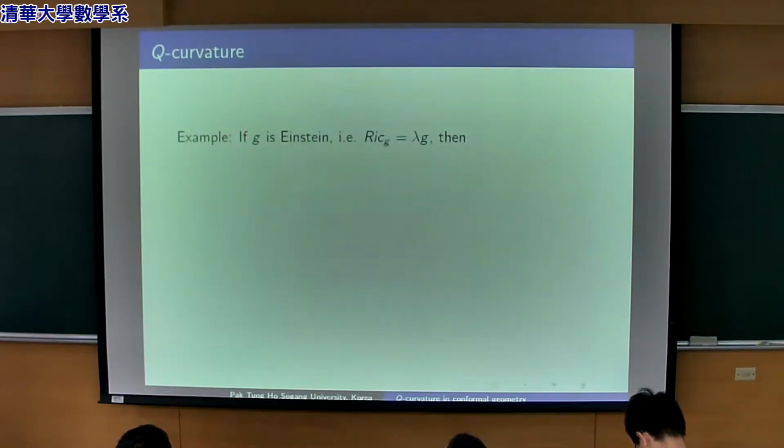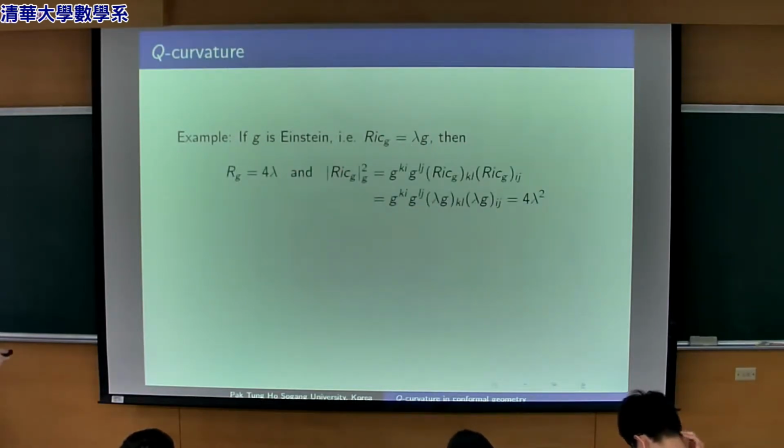Assume the metric is an Einstein metric, and I want to compute the Q-curvature. An Einstein manifold means Ricci is proportional to the metric. Then we can compute the scalar curvature by taking the trace. The dimension is 4, so this is 4 lambda. We also compute the Ricci norm squared by substituting the Einstein condition, and once again, since the dimension is 4, we get 4 lambda squared.